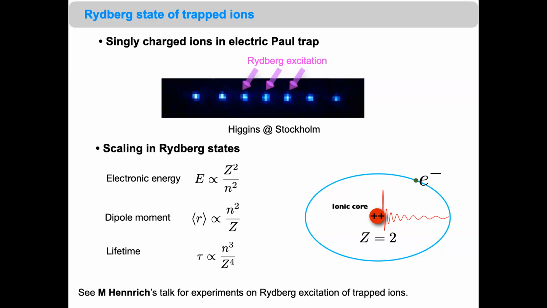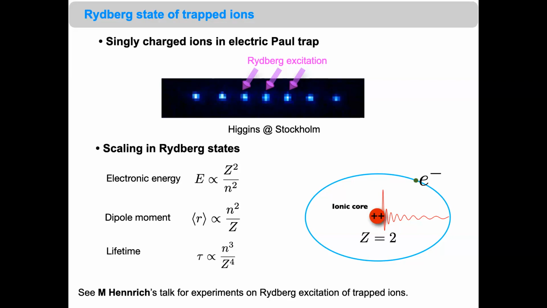Okay, I forgot to mention: in this experiment we use strontium ions. Effectively, at the ion core the charge is 2, whereas in neutral atoms the charge is 1. Then you have the Rydberg electron, which flies around in the outermost shell.